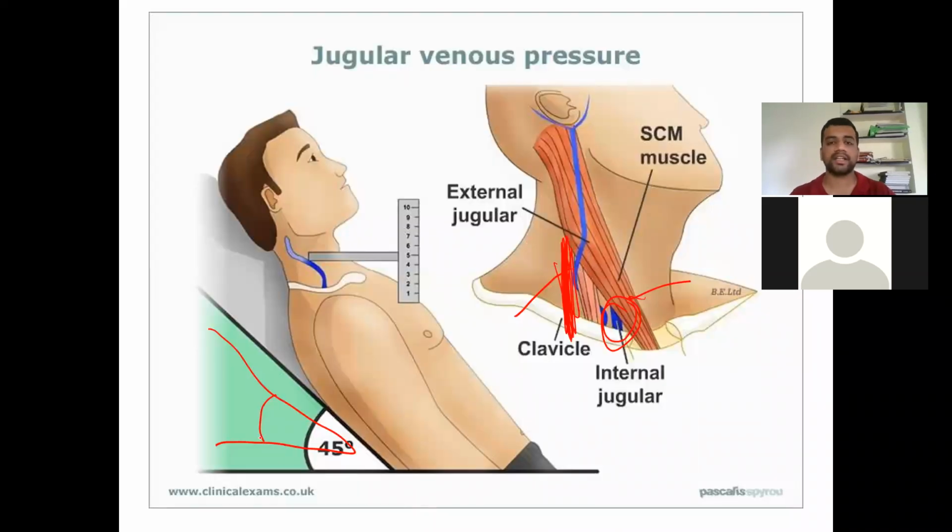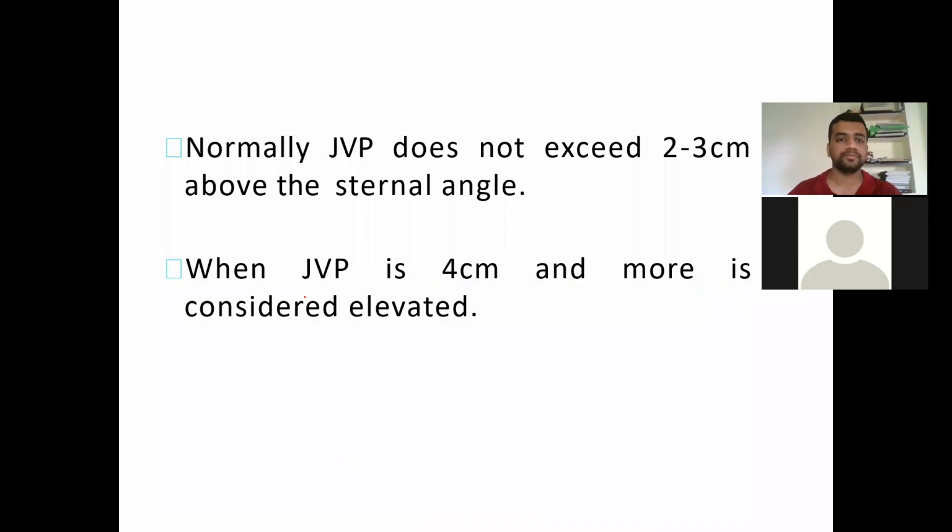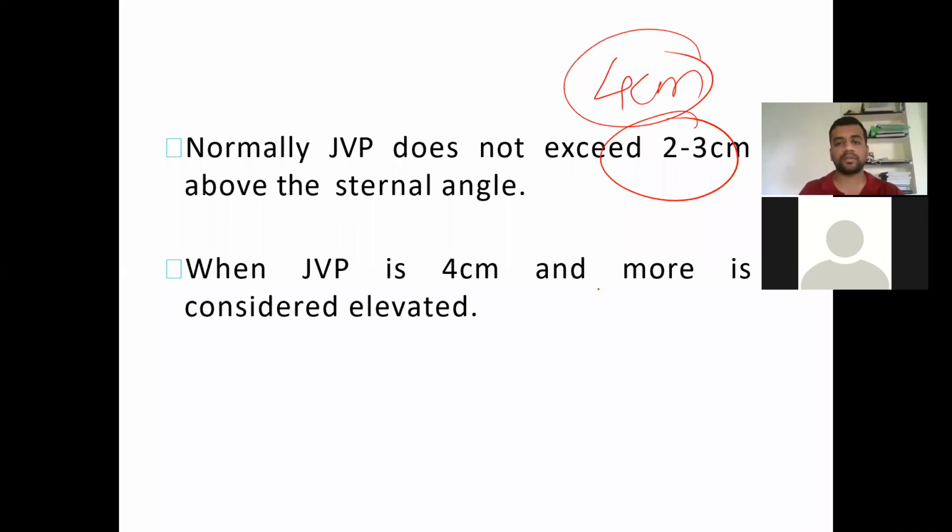Yesterday I sent a video in the group showing what you are going to do. You ask the patient to turn to the left side, put a beam of light, and then look tangentially so that the waveforms are visible clearly. You look from the side, not straight on, so that the negative depressions are better appreciated. Then I said, don't keep 2 to 3 centimeter, keep 4 centimeter as a normal JVP, and more than 4 centimeter as elevated JVP.